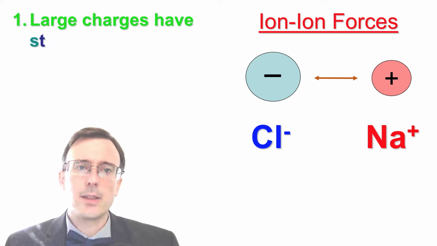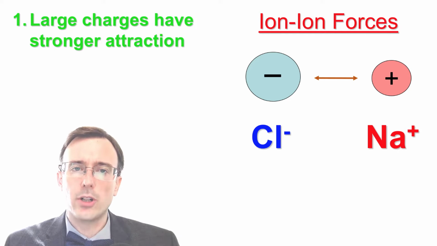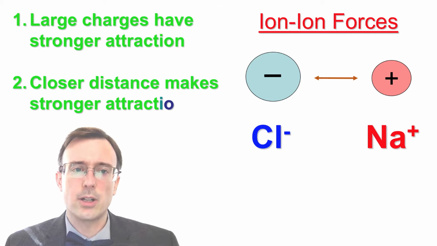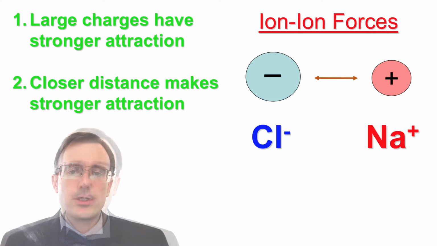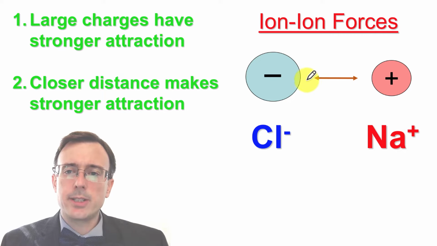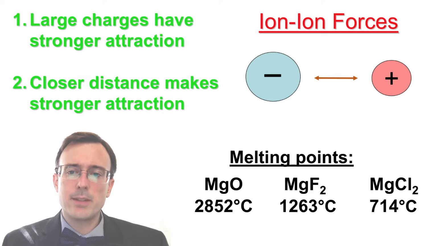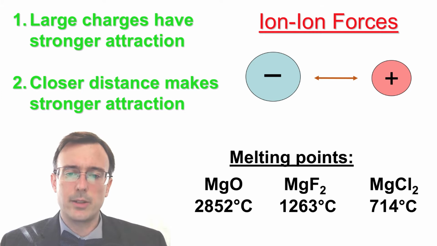So keep in mind that the larger your charges are, the stronger the attraction is. The larger the charge, the stronger the attraction between those different ions. Secondly, the closer those ions are, the stronger the attraction. So a shorter distance between your different ions is going to cause a stronger attraction between those ions. Now, let's try to make some sense of this by looking at these different melting points, which is real data here that we can kind of analyze these two different things.